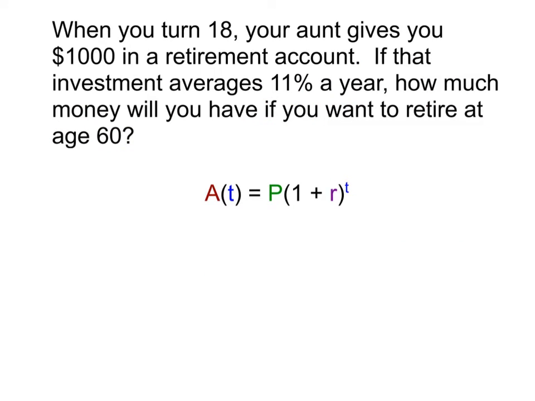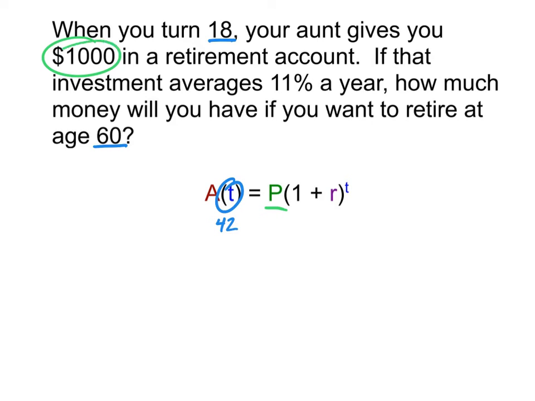And now it's just a matter of plugging all the little pieces into the right place. All right, so first thing that you notice is that I'm going to be writing A of t. Now my t value here comes from the fact that we got this when we turned 18, but that we're going to leave it there until we turn 60, which means that our t value then is going to have to be 42.